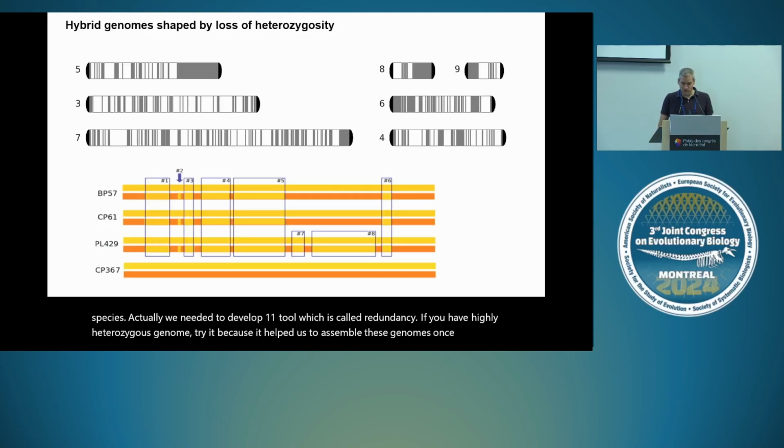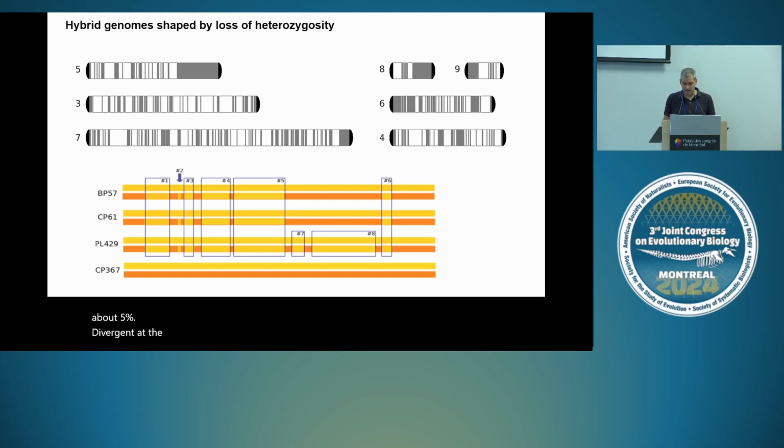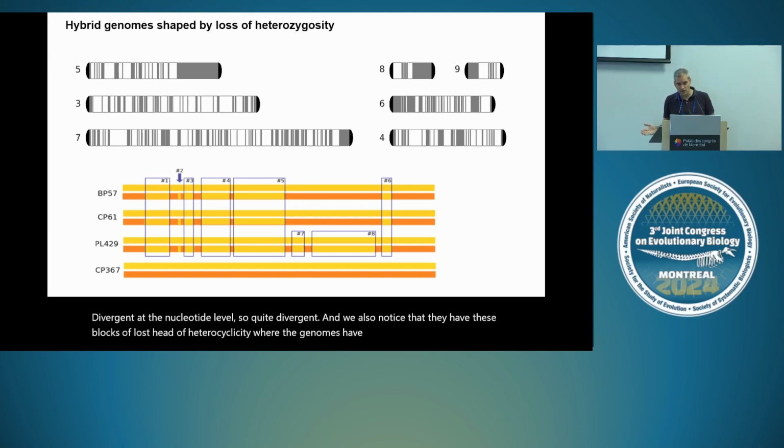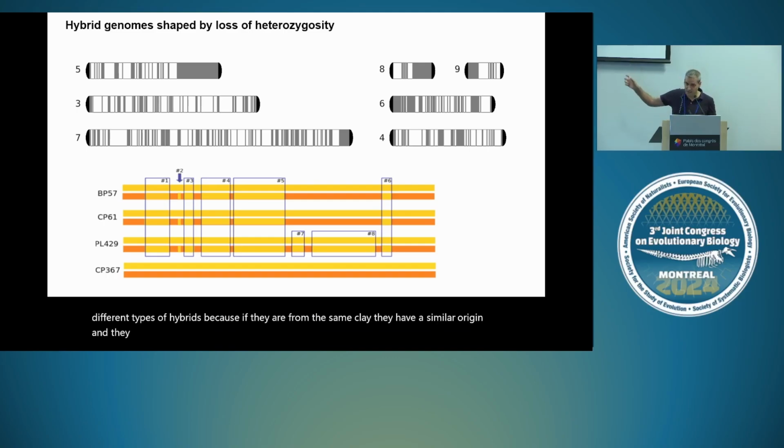Once we assembled the genomes and remapped the reads onto them, we realized these genomes are highly heterozygous, as you would expect for a hybrid. The 2 parental species have about 5% divergence at the nucleotide level, so quite divergent. And we also noticed that they have these blocks of loss of heterozygosity, where the genomes have recombined and one copy of one parental has copied over the other one. And these blocks allow us to recognize different clades of hybrids, because if they are from the same clade, they have a similar origin, and they share some of these LOH blocks, with exactly the same boundaries.